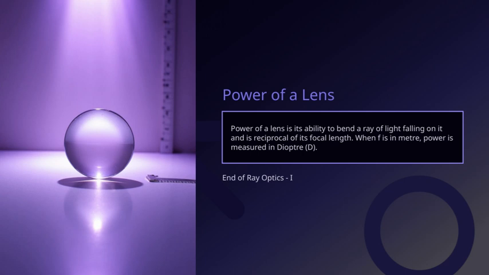When we measure focal length in meters, the lens's power is expressed in diopters, abbreviated as D. So, in simple terms, the greater the power in diopters, the more strongly the lens bends light. This concept ties everything we've learned about how lenses manipulate light rays, and it's fundamental in designing optical devices like glasses, microscopes, and cameras. Understanding this relationship helps us grasp how different lenses serve different purposes in optics.